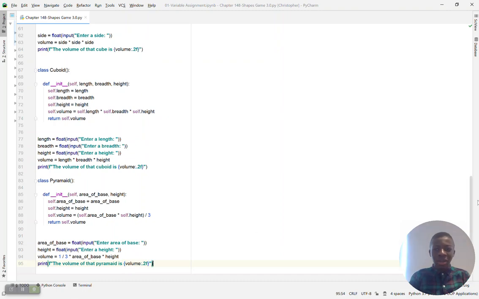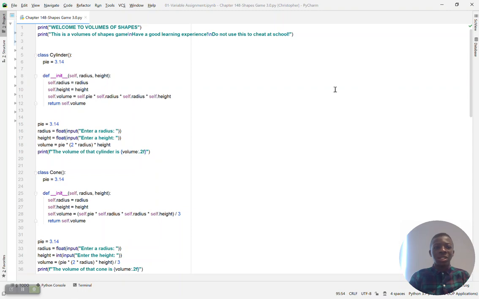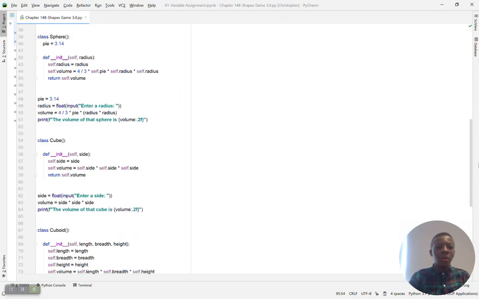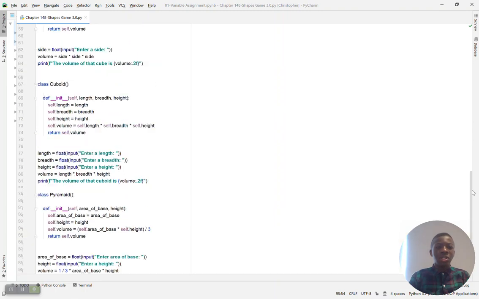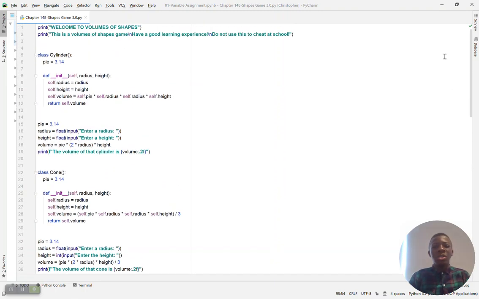So let us count how many shapes we did today so that it can be easier for us to answer the quiz. 1, 2, 3, 4, 5, 6. So today we did 6 shapes with the volume. So now we're going to go straight to our quiz and test ourselves on our programming knowledge from this video.